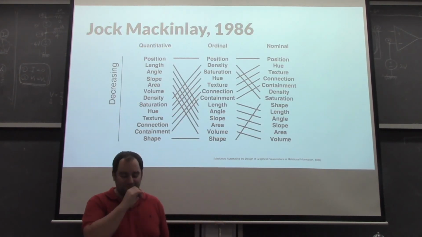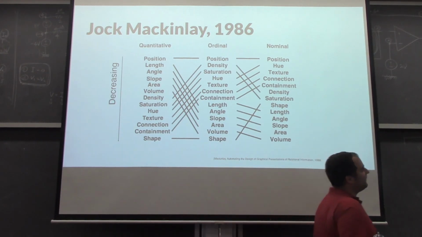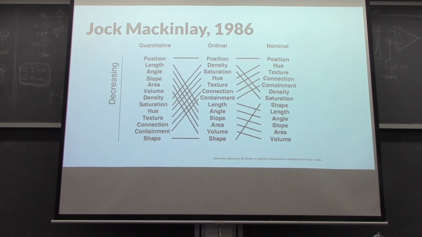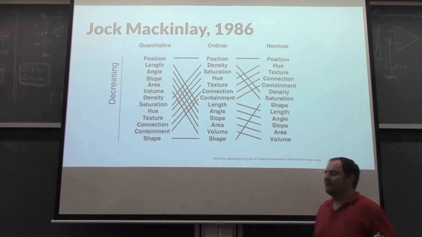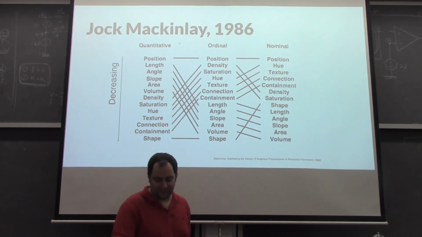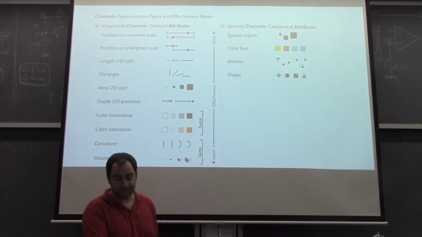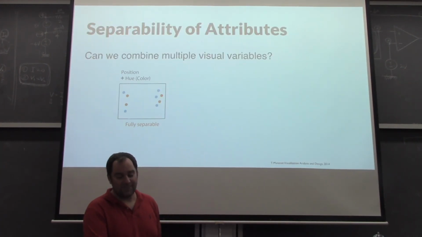And so here is the ranking of these visual variables for quantitative, ordinal, and nominal data sets, by decreasing suitability. This is just to emphasize again that position here is consistently at the top. Yeah, I think we've talked plenty about this.